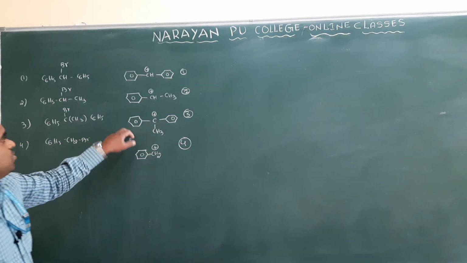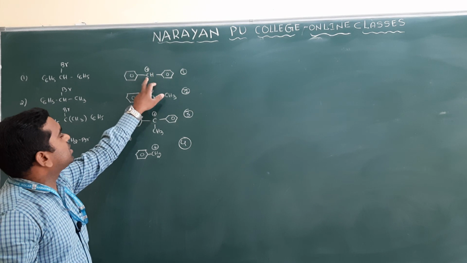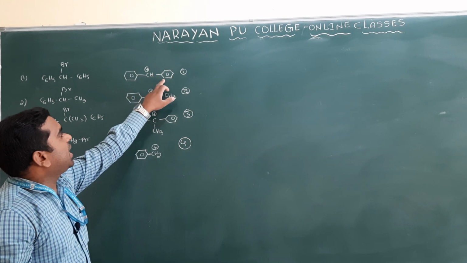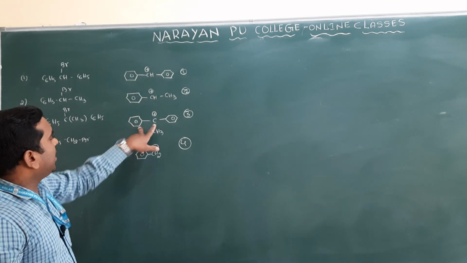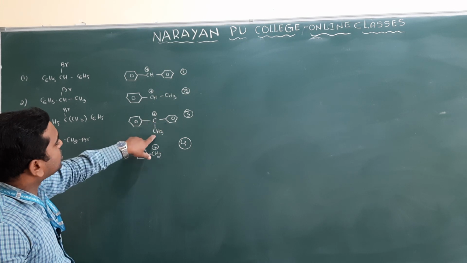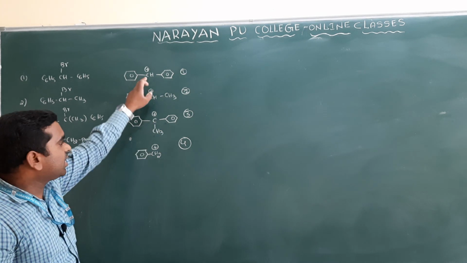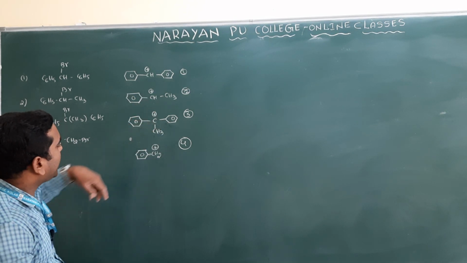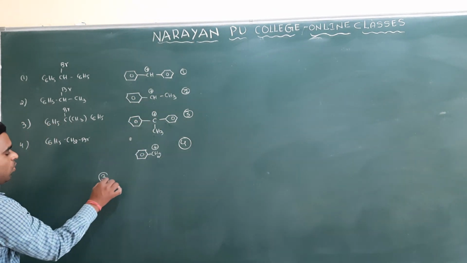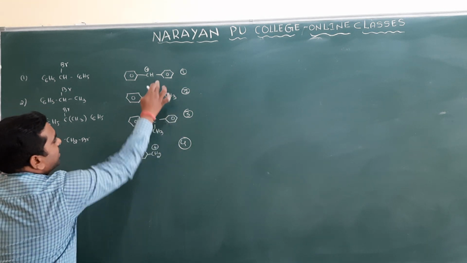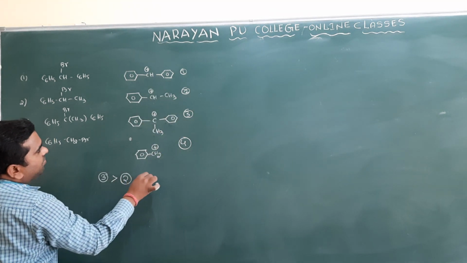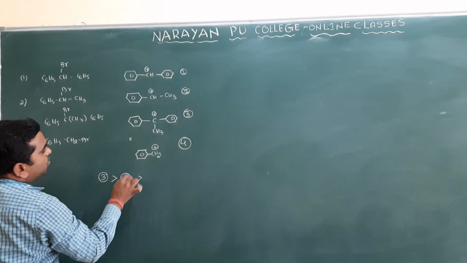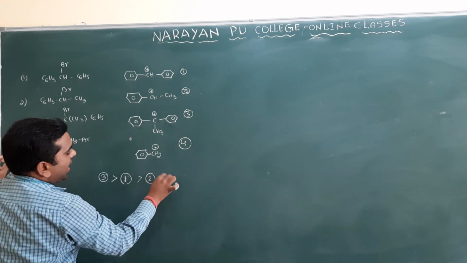Clear? You see here, the carbocation is stabilized by 2 benzene rings, but here also 2 benzene rings and also hyperconjugation. There is no hyperconjugation here, so it is most stable compared to all the remaining ones. If you write the stability order here, the third one is most stable, and after that you will get the second one, and after that the first one, and after that the second, and last is 4.